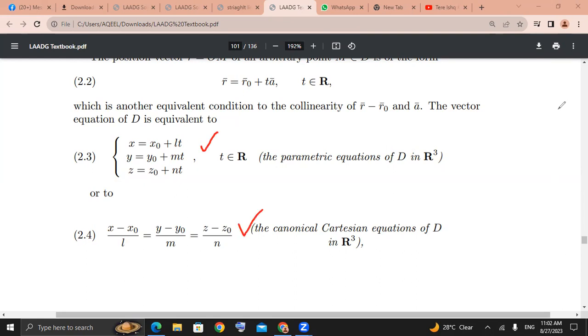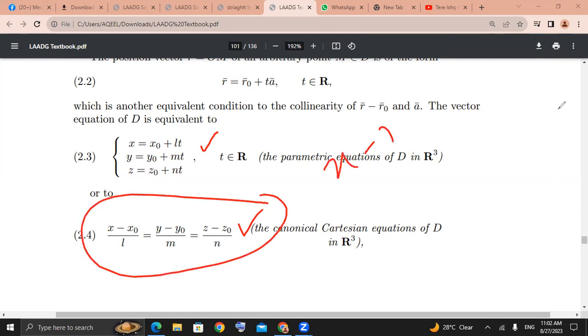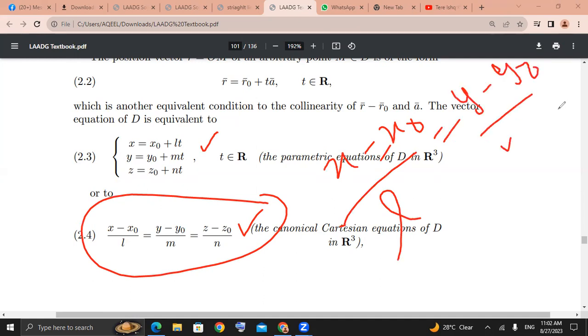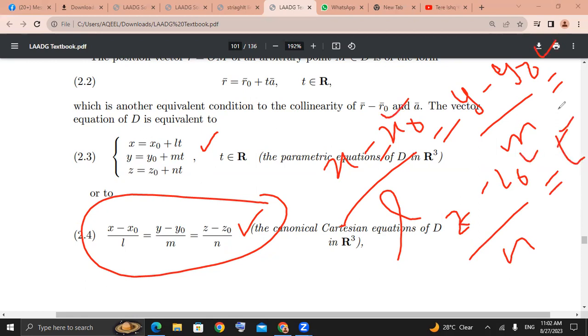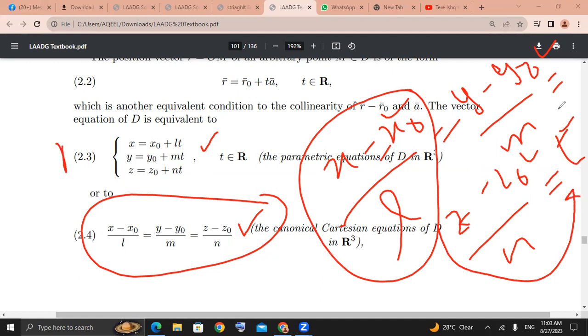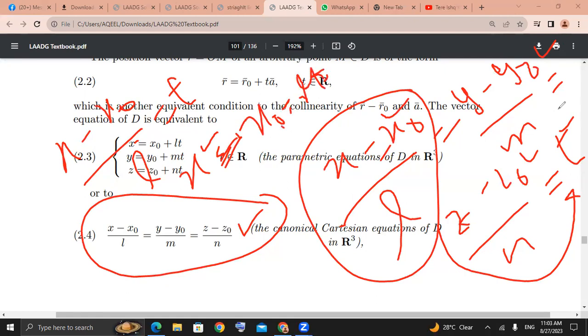So how can we obtain this? This is also very simple. It's x minus x naught divided by L, equal to y minus y naught divided by M, equal to z minus z naught divided by N, equal to T. These all three terms are equal to a number T. So let's assume I take this equal to T, then I get x minus x naught divided by L is equal to T. From this I will get x minus x naught is equal to LT, and if I take x naught to this side, I get x is equal to x naught plus LT, which is this equation.